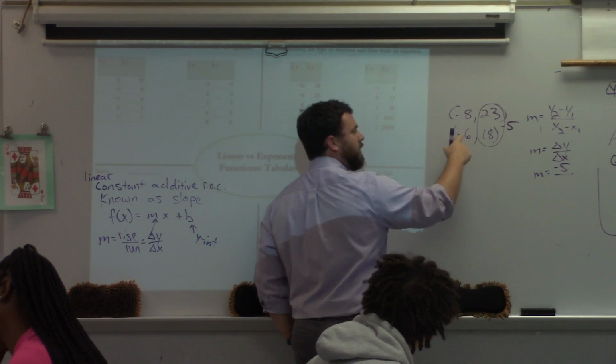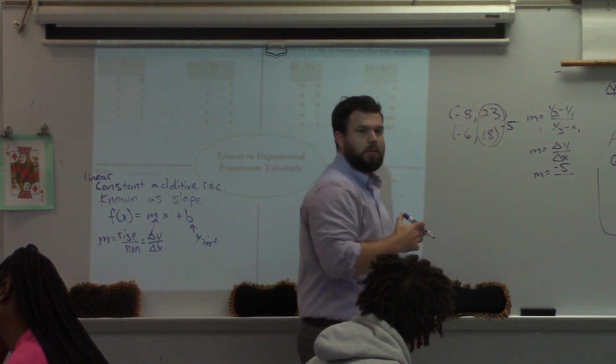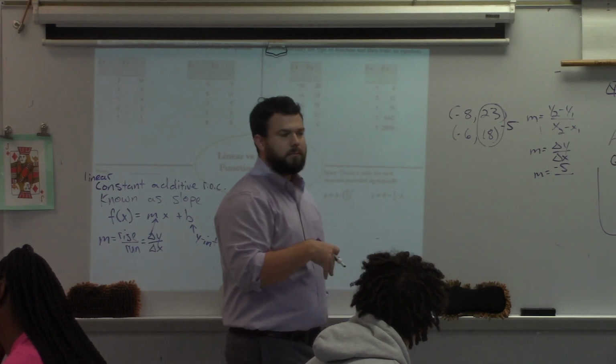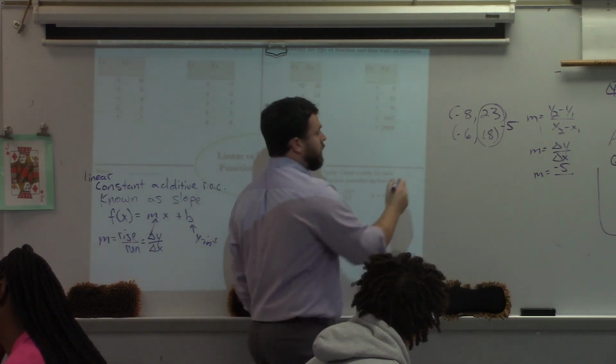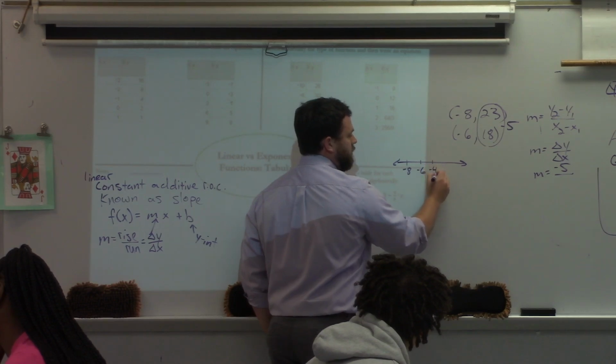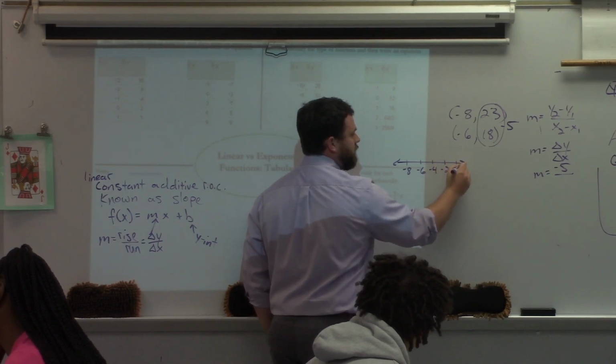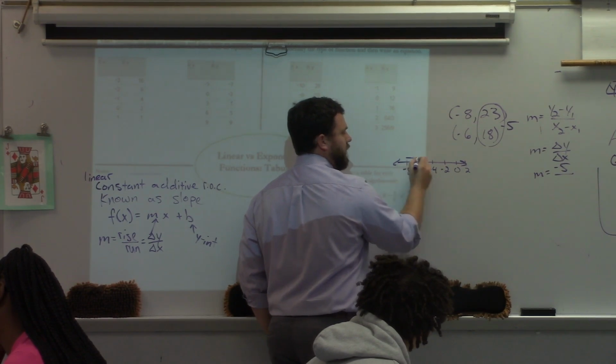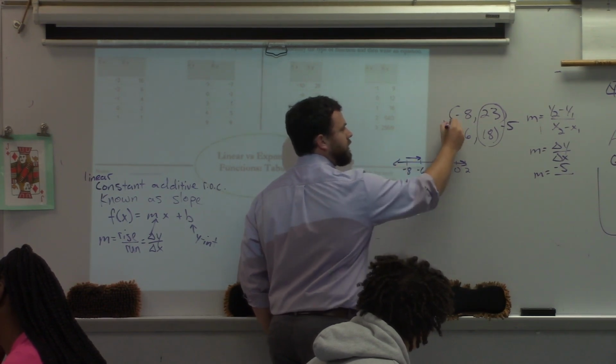What's happening to go from negative 8 to negative 6? 2. Okay, is that adding or subtracting? Subtract. So think about your number line, right? If I'm at negative 8 and I want to get to negative 6, because we got to get to 0, isn't that going to the right? So I'm adding 2.